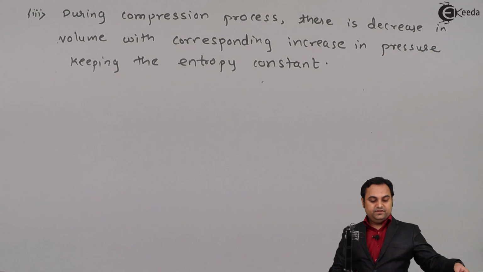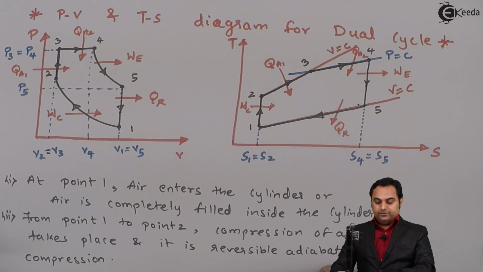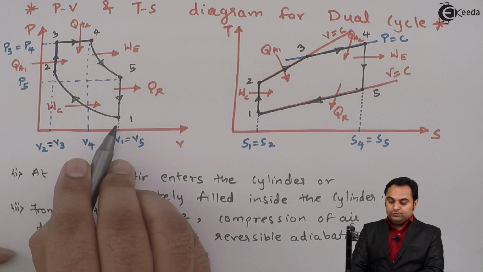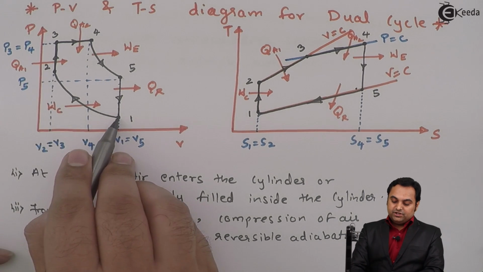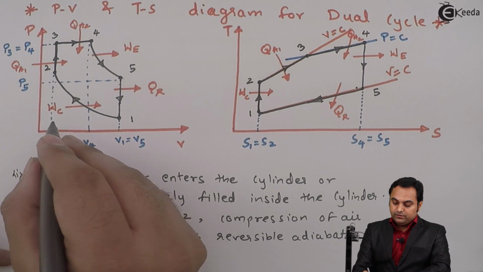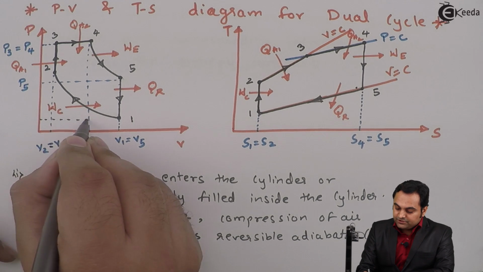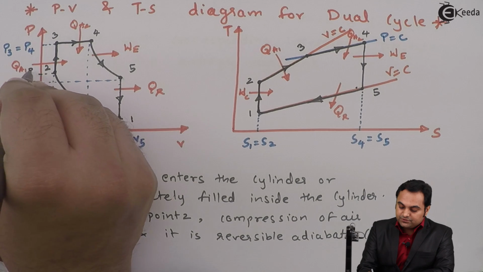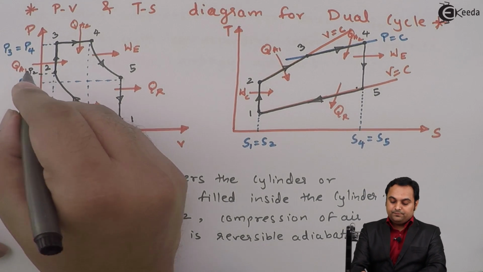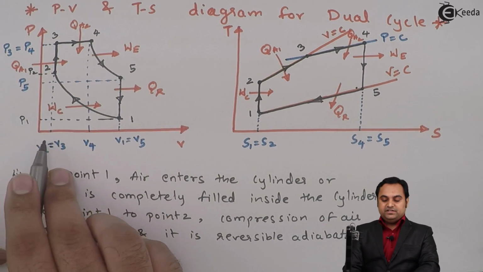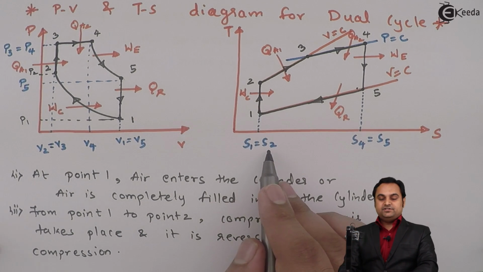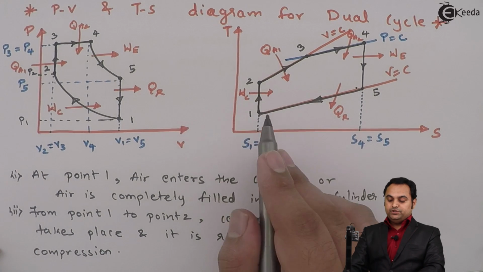So here, as we see in the diagram, during the compression process volume decreases from V1 to V2, but pressure increases from P1 to P2. As we can see here, the pressure at point number 1 is less and at point 2 the pressure is more. So pressure has increased from P1 to P2, but volume has decreased from V1 to V2 and entropy remains constant. S1 is equal to S2 during process 1 to 2.